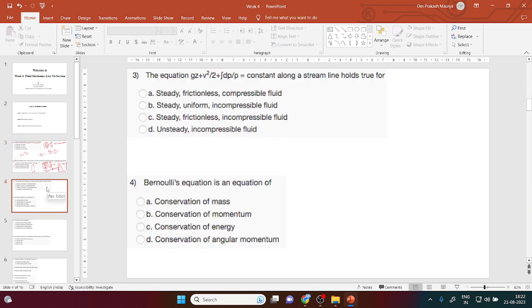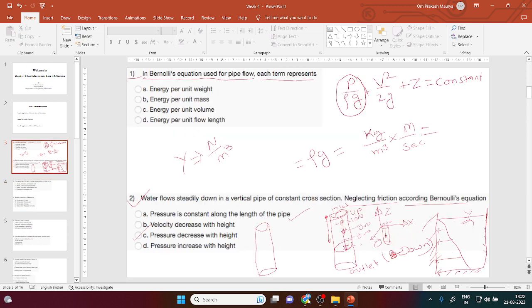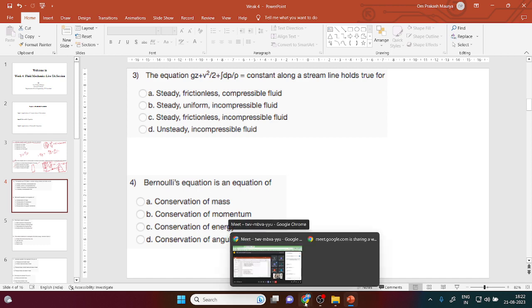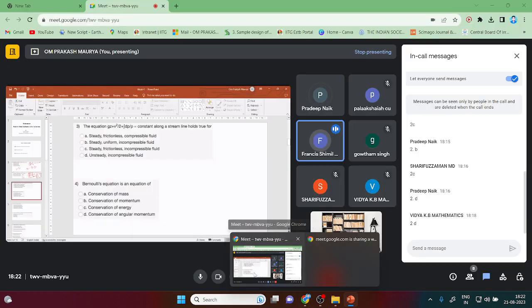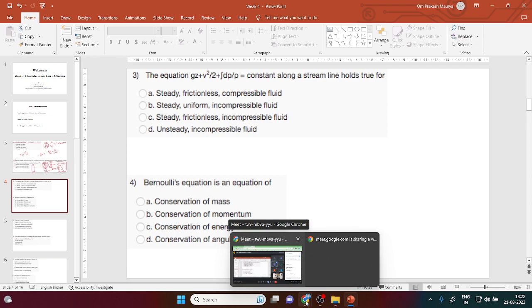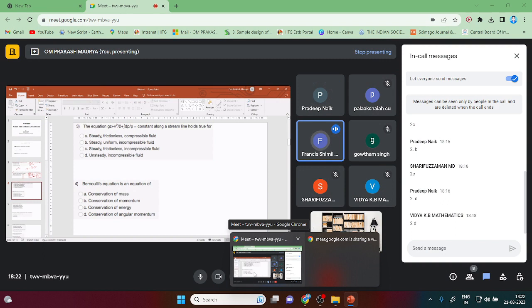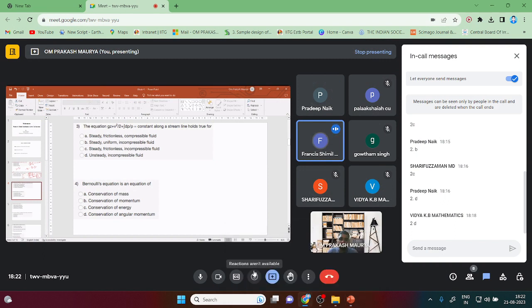Okay, now we move on to the next question. Yes, someone? I have a doubt with Bernoulli's equation. Actually, Bernoulli's equation is conservation of momentum or energy? I mean, we derive Euler's equation from the momentum equation, isn't it? And by integrating Euler's equation, we get Bernoulli's equation. But Bernoulli's equation is actually the conservation of energy.